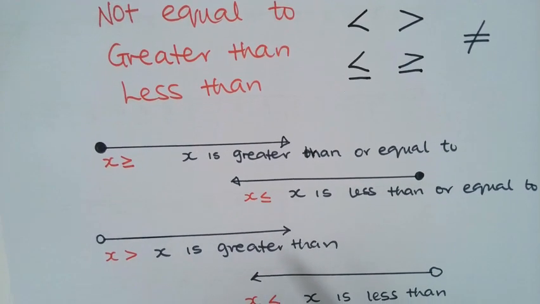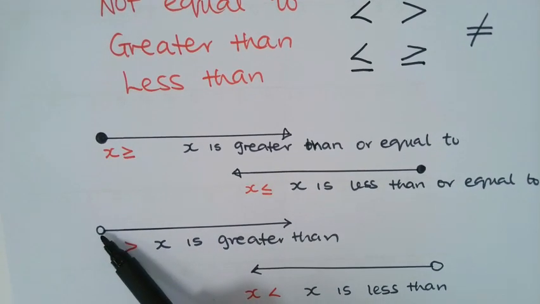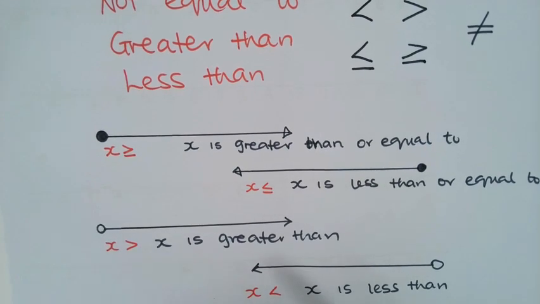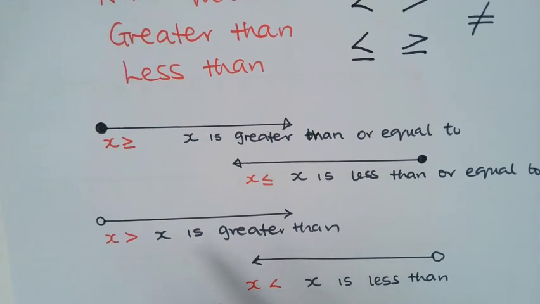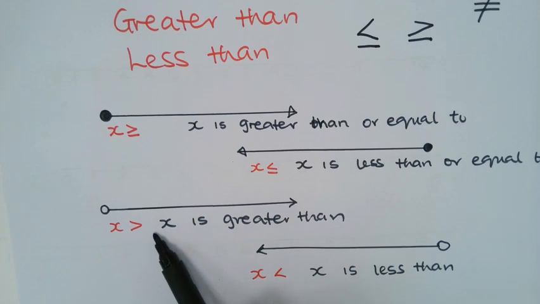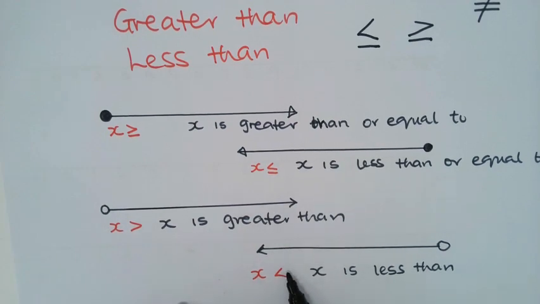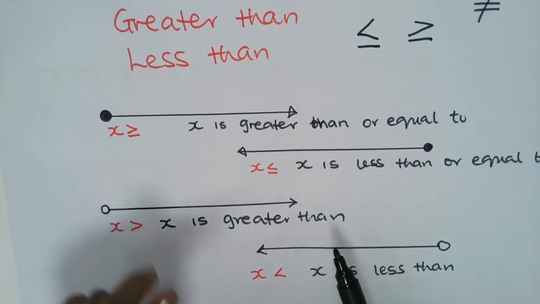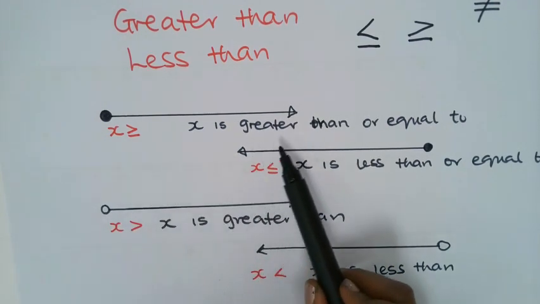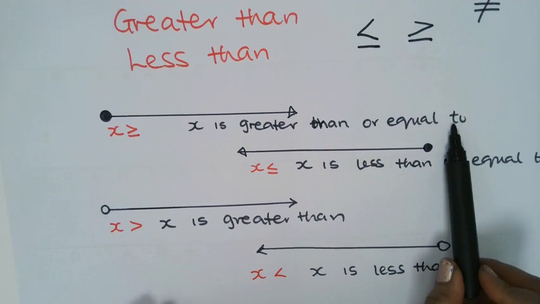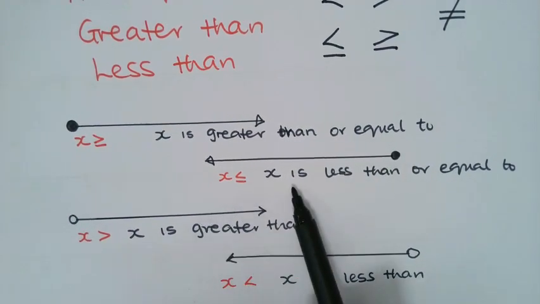Now when we look at this second part of it, the open circle is used for numbers that are less than or greater than. So open circles are used for less than and greater than, while the closed circle is used for greater than or equal to, or less than or equal to.